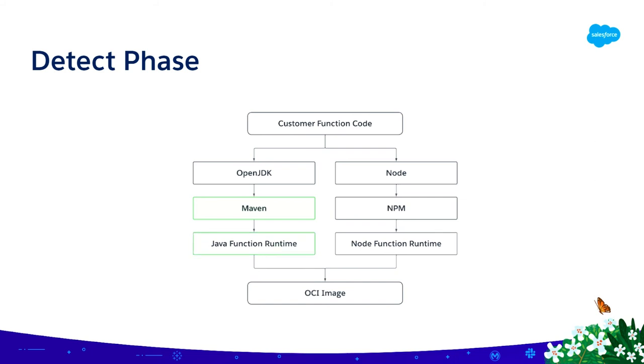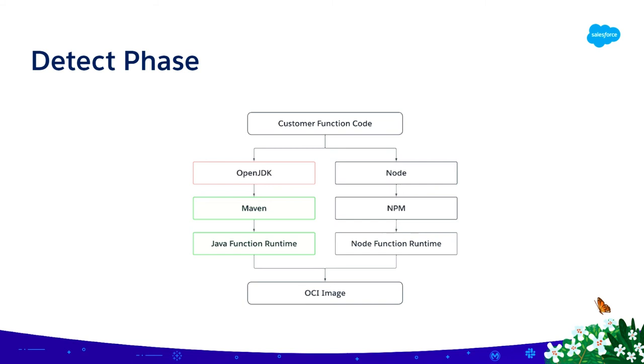Something similar happens with the Java function runtime build pack. We have a file called project.toml that contains, among other things, metadata about your function. And we just assume that your application is a function if it has this file. The OpenJDK build pack, however, behaves a little counterintuitive at first, because it will always fail detection.